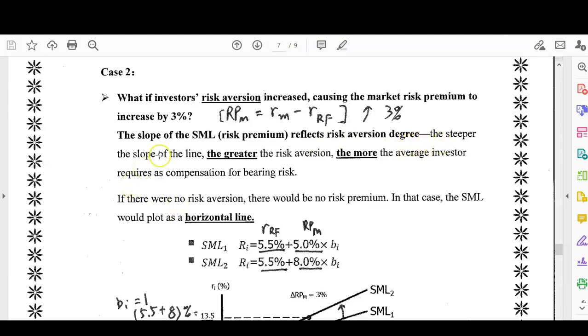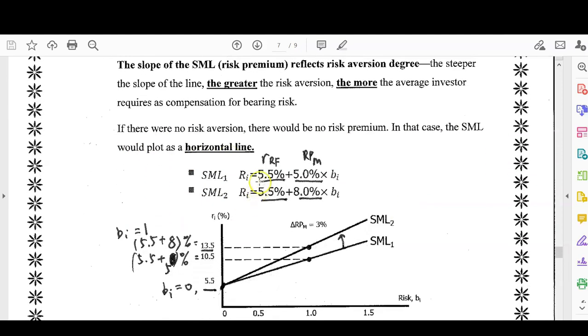The steeper the slope of the line, the greater the risk aversion, the more the average investor requires as compensation for bearing risk. If there were no risk aversion, there would be no risk premium. In that case, the SML would be a horizontal line. So if we look at the equation here, RI equals 5.5 plus 5% multiplied by beta. Now this coefficient on the beta, the market risk premium, goes up to 8%.